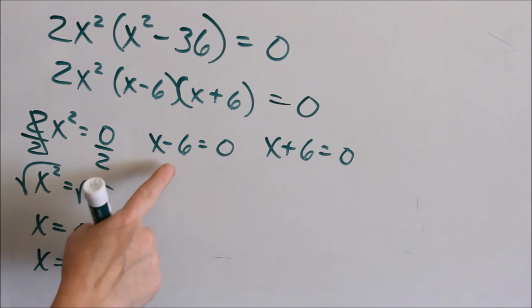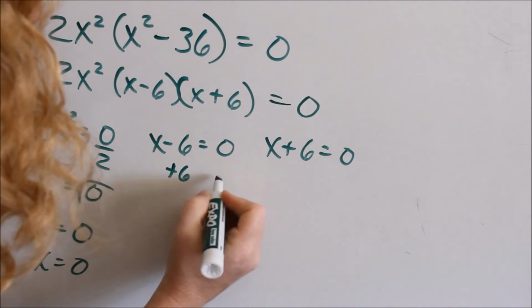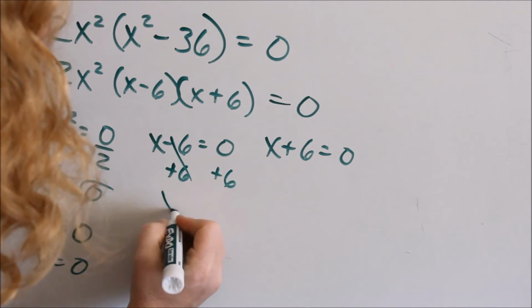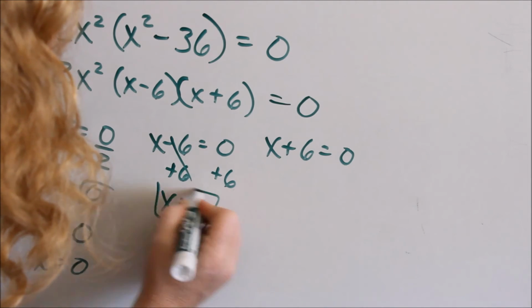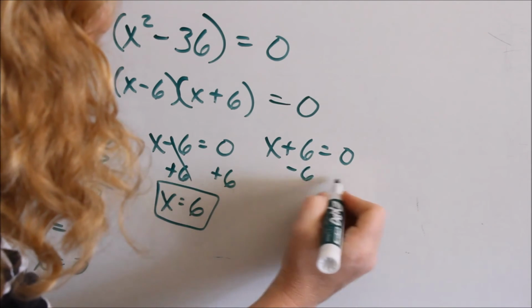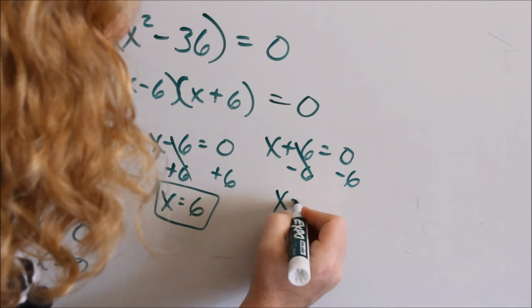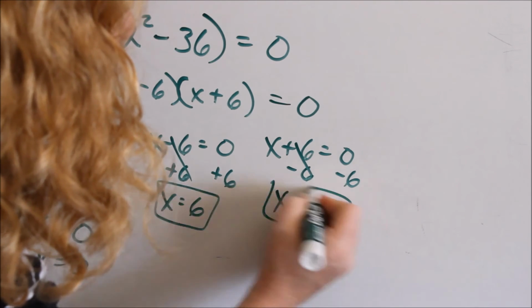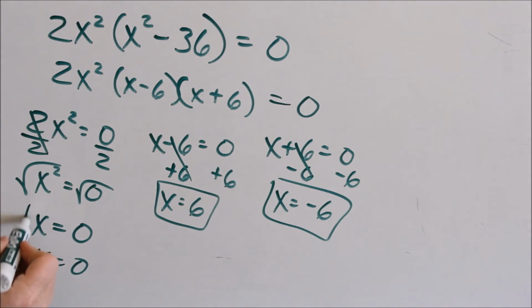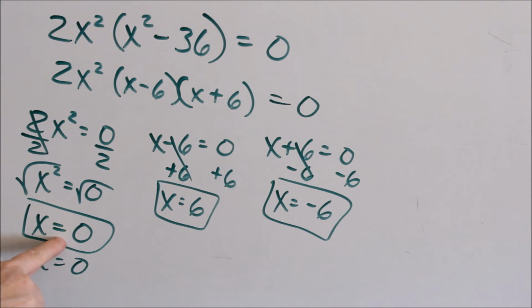You don't have to write it like that, but I'm just showing you since we're supposed to have 4 solutions. Here, add 6 to each side. X equals 6. That would be another solution. Subtract 6 from both sides. X equals negative 6. And that would be another solution. So theoretically, x equals 0, x equals 0 are two solutions, and then these are the other two. That would give you 4 solutions. But since this is a repetitive solution, you don't need to write it twice.